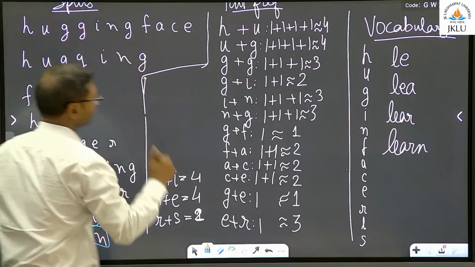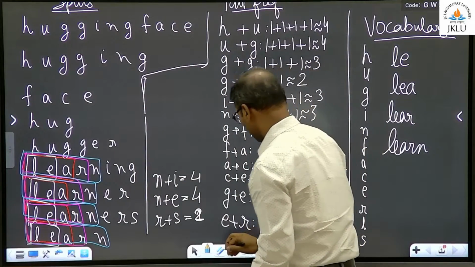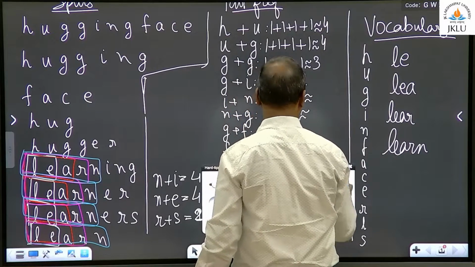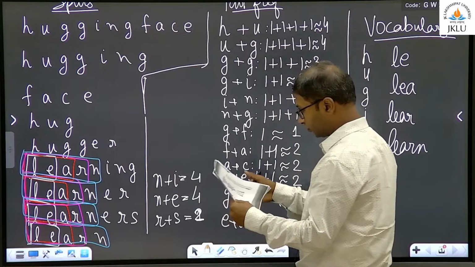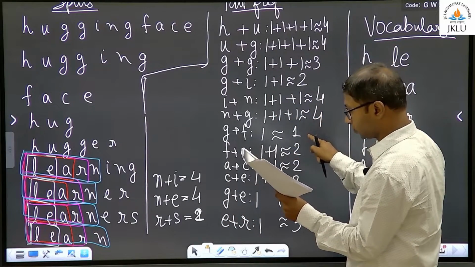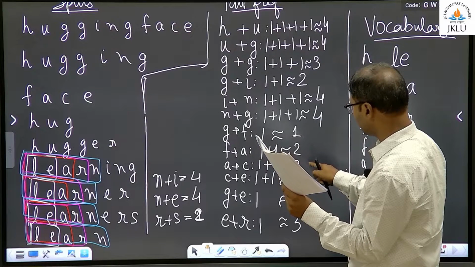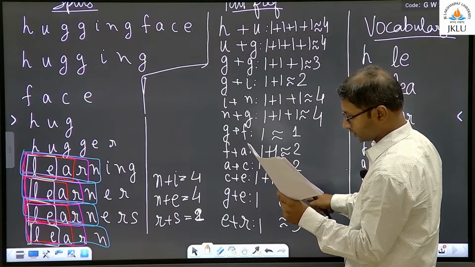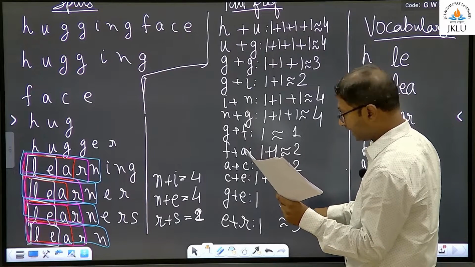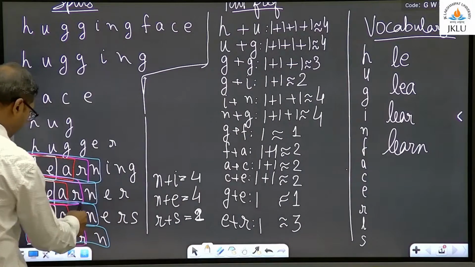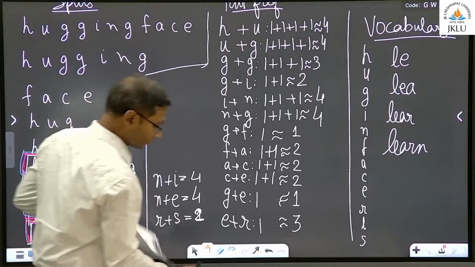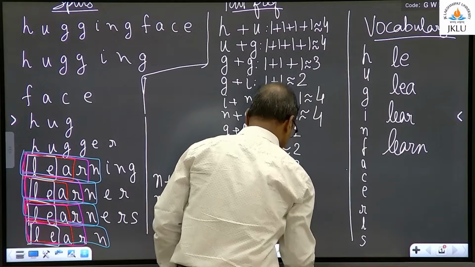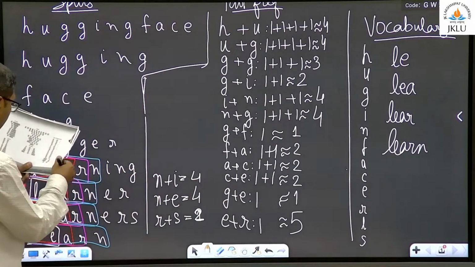ICIN, okay, 4, right? So see, they are also continuously making these mistakes. So this is 4, this is 4, so NG is 4, GF is 1, FA is 2, AC 2, CE 2, GE 1, ER, they say 5. So ER and ER is 5, right? So ER is 5. Learn plus I.